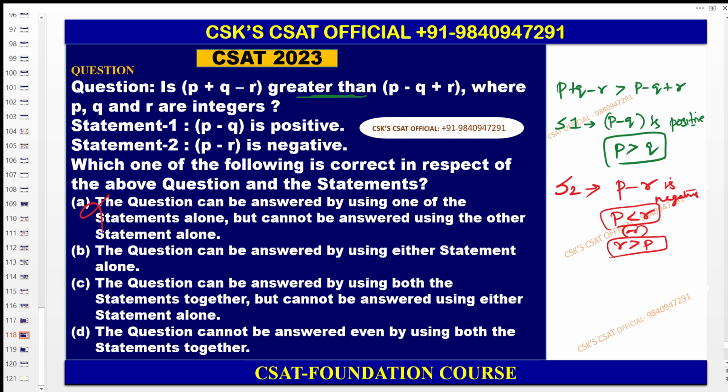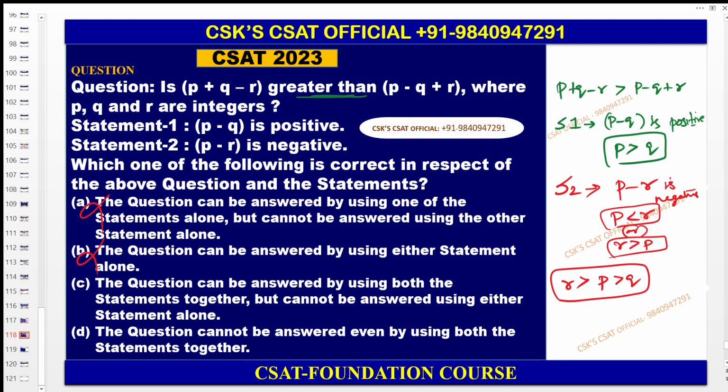The question can be answered by using either of the statements? No, right? With either of the statements we can't even answer. Now let us check whether that question can be answered by using both the statements together. Yes, let us check here. Both statements together mean p is greater than q, r is greater than p. Okay, this is the constraint we are forming here, but we have to check whether that is possible or not.